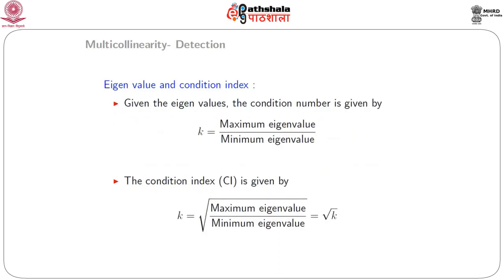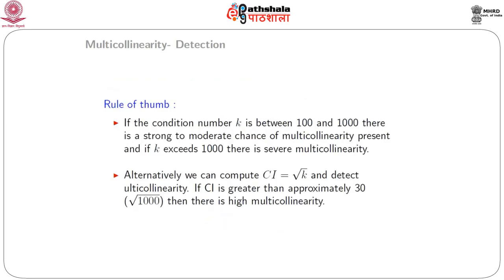So when we are given the eigenvalues, the condition number is given by k equals maximum eigenvalue divided by minimum eigenvalue. So the first step in using eigenvalues and condition number and condition index is to obtain this ratio of maximum and minimum eigenvalue. Then our condition index will be given by the square root of this ratio, which is the square root of maximum eigenvalue divided by minimum eigenvalue. And for this method as well, we have a rule of thumb.